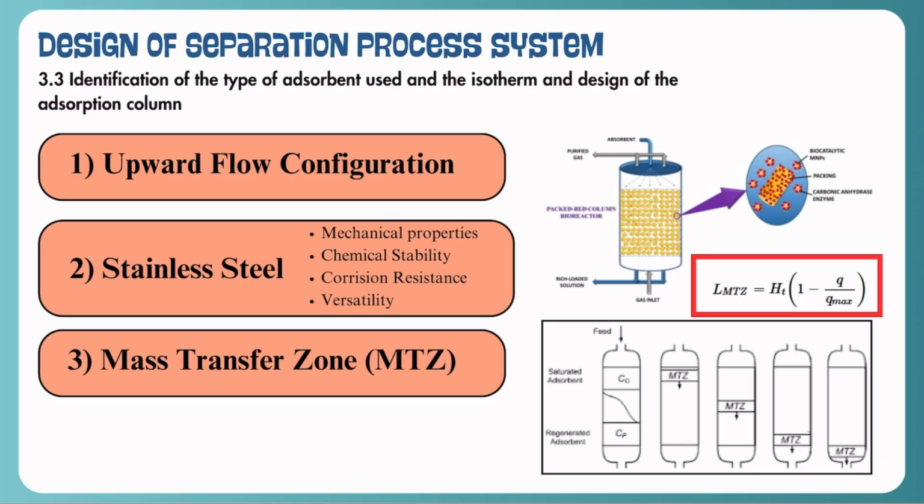Because of the nature of the gas, the flow is in an upflow configuration due to the gas having a lower density than air. Besides, the adsorption column is made of stainless steel. This is because of its mechanical properties, chemical stability, and corrosion resistance that make it ideal to handle reactive gas like nitric oxide, and its versatility. Other than that, determining the mass transfer zone is also important in the design of the adsorption column. The length of the MTZ can be identified using the equation in red, allowing us to optimize the column performance, assure efficient utilization of adsorbent, and prevent premature breakthrough.